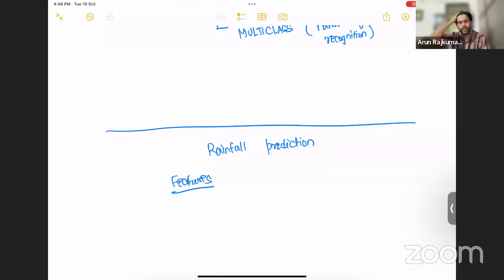Yeah, for the rainfall prediction problem, what might be some features? You want to predict the amount of rainfall that will fall on today or tomorrow, let's say. You want to use historical data to make a prediction. So what kind of features would you like? Let's say if you are the meteorological department, what kind of features would you use to make this prediction?